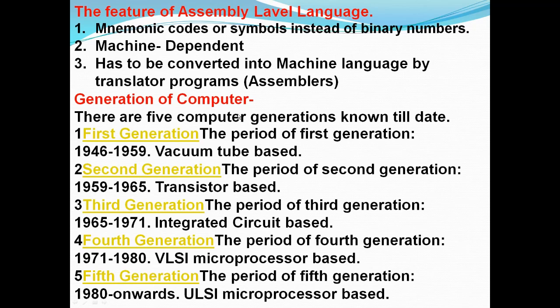Now, generations of computer. There are 5 generations of computers till date. First generation started from 1946 to 1959. In this generation, vacuum tubes were used. Second generation started from 1959 to 1965. In this generation, transistors were used. Third generation computers started from 1965 to 1971. These computers used integrated circuits.